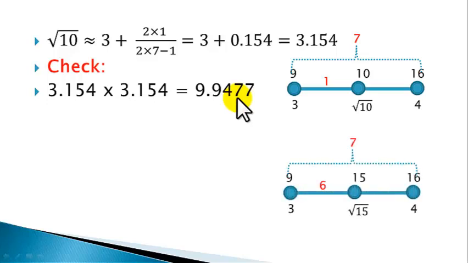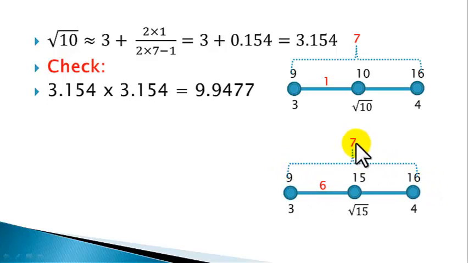Also, let us use the formula to find the square root of 15. The next square number less than 15 is 9. The square root of 9 is 3. The next square number greater than 15 is 16. The square root of 16 is 4. The distance from 9 to 15 is m equal to 6. The distance from 9 to 16 is d equal to 7.